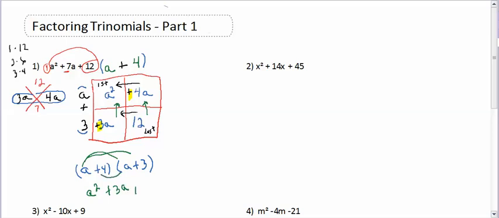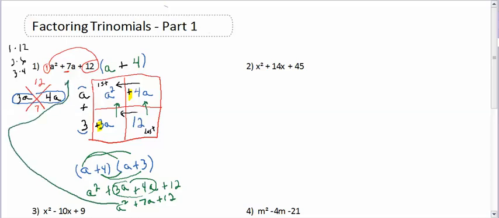4 times a is 4a, and 4 times 3 is 12. When I add these two together, I get a 7a. And I still have plus 12, and over here I have a squared. And right here is the same as our very first problem, the one that they gave us, a squared plus 7a plus 12.